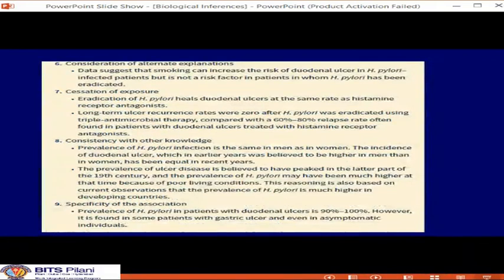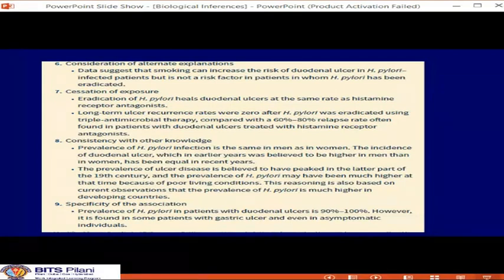Alternate explanation. We also know that many people have H. pylori, but all those people don't get peptic ulcer. So you need one more factor, which I mentioned among the factors. Probably you need to have smoking or NSAID or something else along with H. pylori to get ulcer.